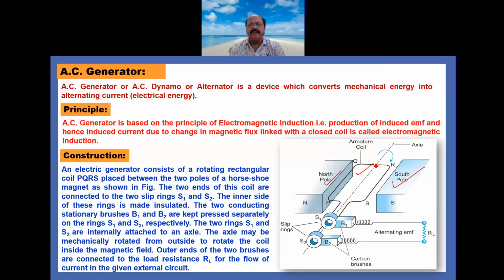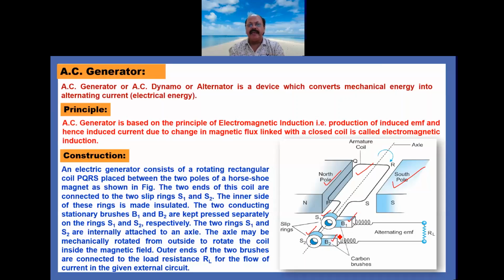The two ends of this coil are connected to slip rings. S1 and S2 are the slip rings. So the two ends of this coil are connected to the slip rings. The inner side of these rings is made insulated. The two conducting stationary brushes B1 and B2, you can see here in the diagram, are kept pressed separately on the rings S1 and S2 respectively.